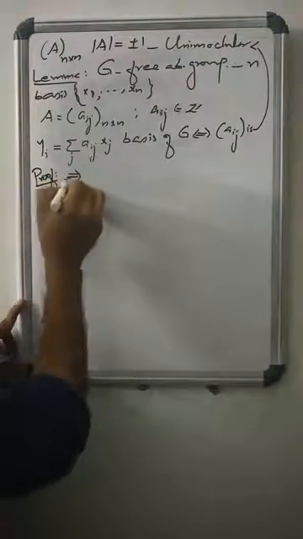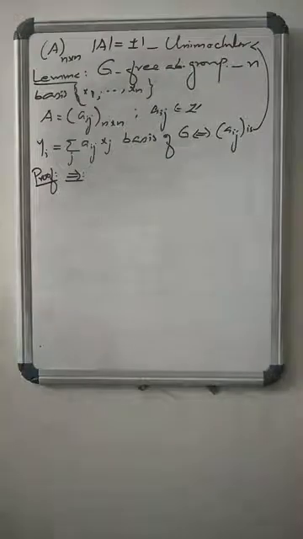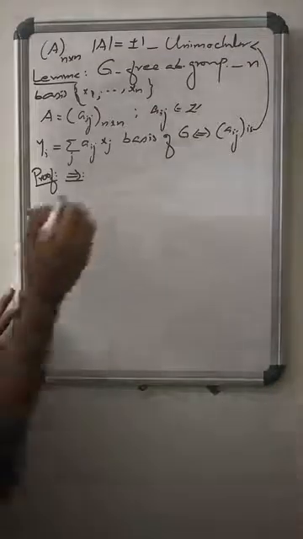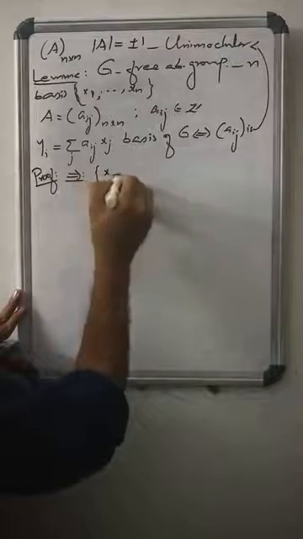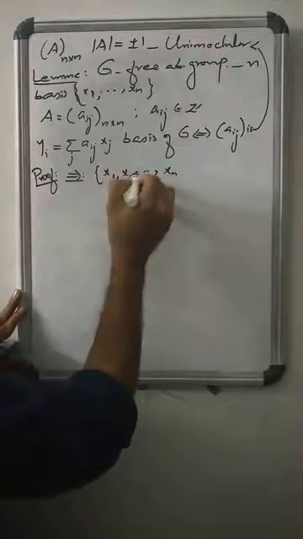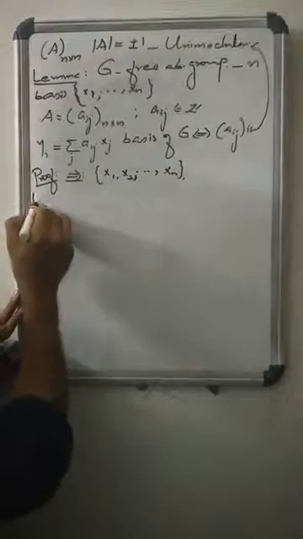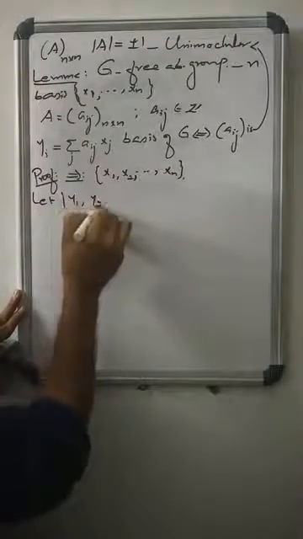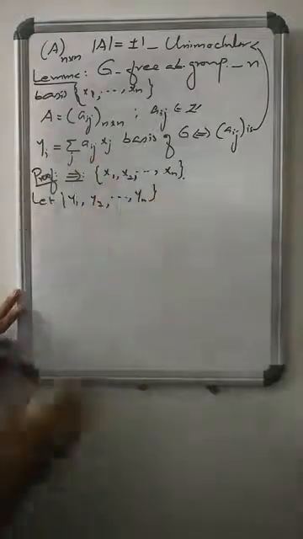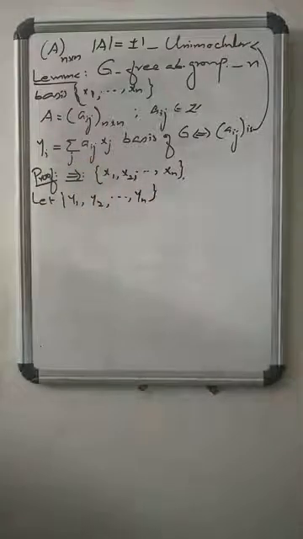the necessary argument first. Suppose that G is a free abelian group of rank n, which means G has a basis consisting of n elements. So let x1, x2, ..., xn be the elements of a basis. It is given that the set of all x1, x2, ..., xn is a basis. Let the set y1, y2, ..., yn be another basis. Why? Because its rank is n, and the basis consists of n elements.